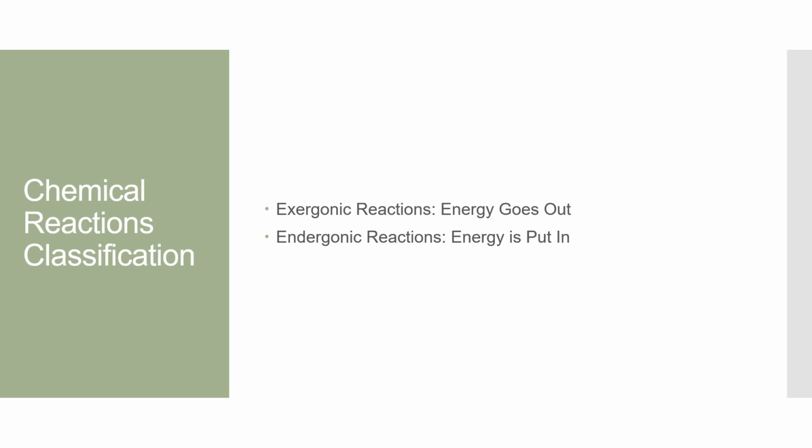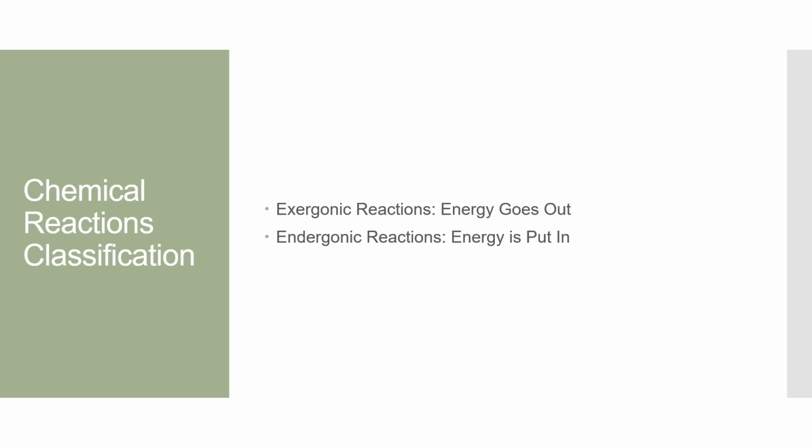Chemical reactions are classified based on the relative amounts of chemical energy in reactants and products. Exergonic reactions are defined as the release of energy, or energy goes out. Reactants have higher potential energy than products. The example is cellular respiration, where glucose is broken down, releasing energy.